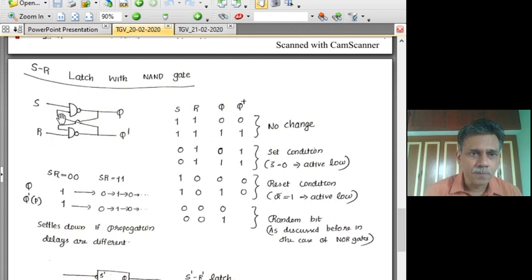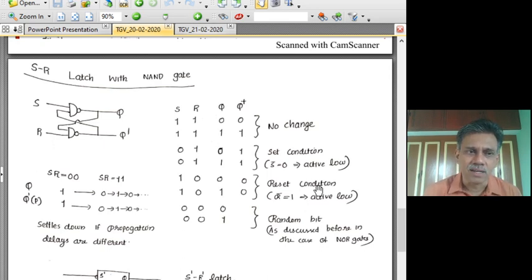Q bar is 1 and S equal to also 1. So 1 and 1, a 1 before the bubble and 0 after the bubble. So Q becomes 0. That is Q plus is 0. So to reset the latch, we need a 0 in R and of course 1 in S. So a 0 in R resets the latch. So an active 0 condition at R is the one which resets the latch.